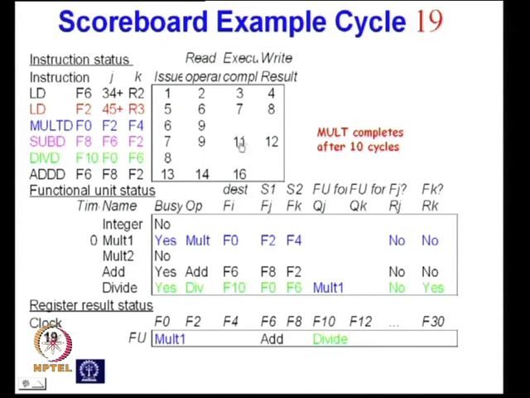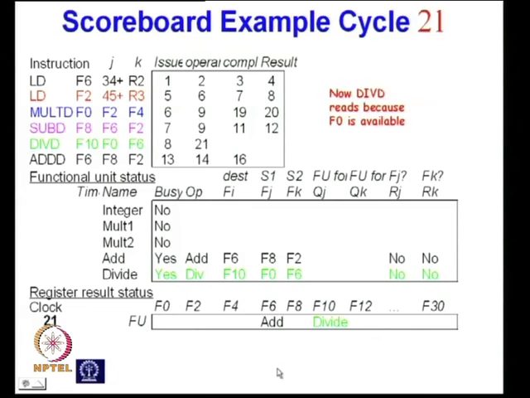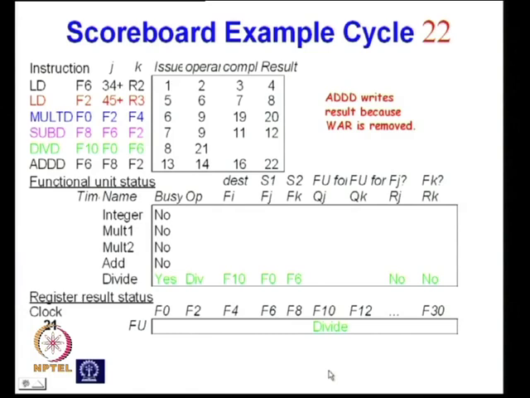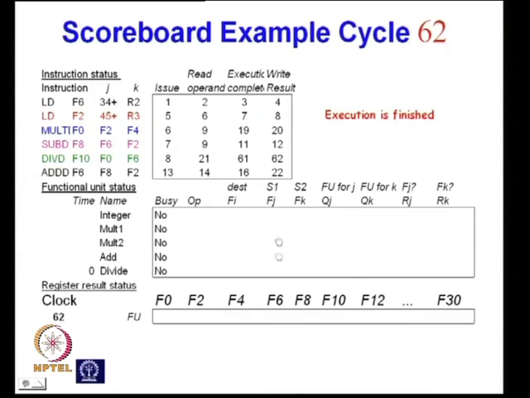Multiplication completes after 10 cycles. So, in the 20th cycle multiplication is complete, but division will continue, and accordingly the corresponding databases are updated. So, scoreboard example after 21, you can see except divide and ADD.D, all executions are complete, and ADD.D is also completing in cycle 22, and only divide is left out. We have skipped a large number of cycles because 40 cycles are needed by divide. So, we shall go to the 61st cycle, it is completing, and now it will write the result into the registers. So, everything has been done, execution is now finished.